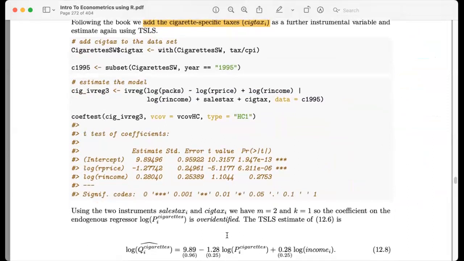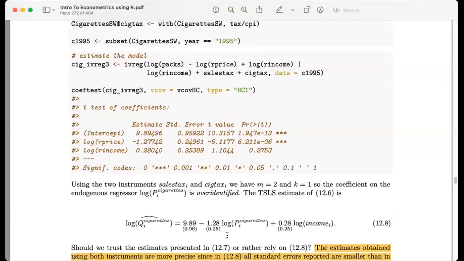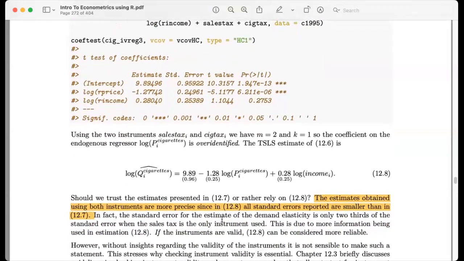So we have the over-identification. We could see that using both instruments, we have like 1.28% compared to the previous ones we had. So the estimates obtained using both instruments are more precise. Look, the standard errors are lower compared to when we use only the sales tax. So it makes a difference to consider both instruments in this case.